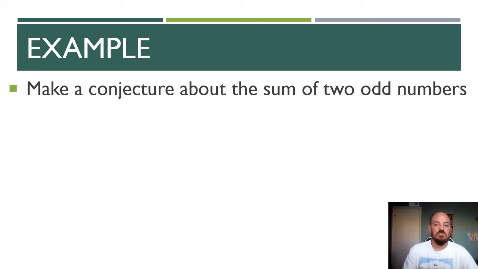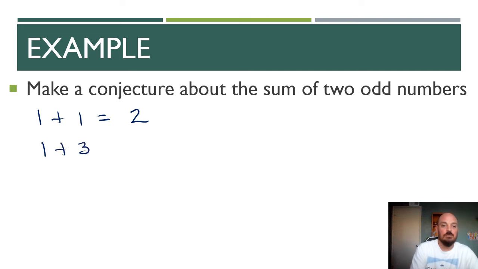So step 1 was start making examples. So let's do that. 1 plus 1. That's the sum of 2 odd numbers. 1 is an odd number, so I did 1 plus 1, and I get 2. Now that's just one example. Remember, you can't notice a pattern from one example, so let's do more. Maybe I'll do 1 plus 3. Those are odd numbers. 1 plus 3 is 4. Maybe I'll do 3 plus 3. 3 plus 3 is 6.